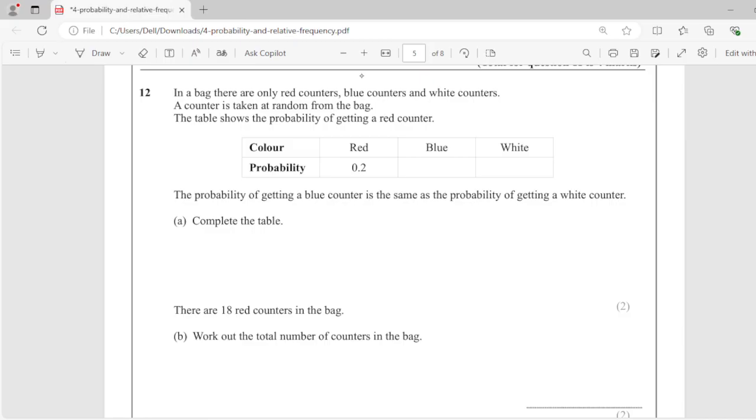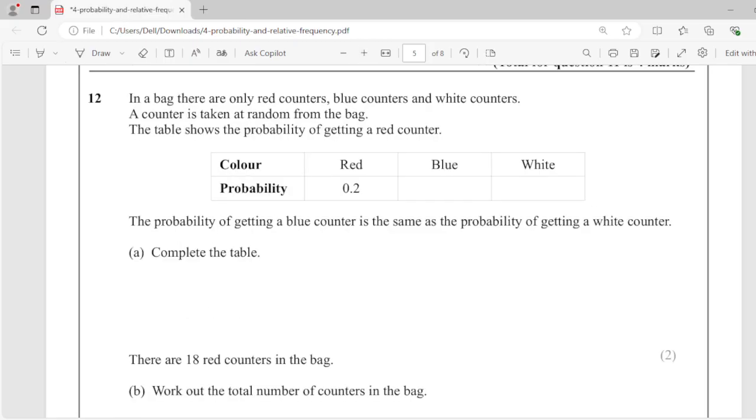Question 12. In a bag, there are only red counters, blue counters, and white counters. A counter is taken at random from the bag. The table shows the probability of getting a red counter. The probability of getting a blue counter is the same as the probability of getting a white counter. Complete the table.